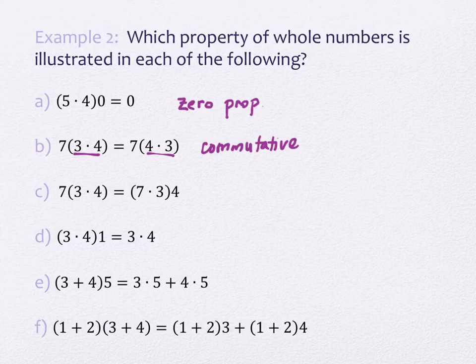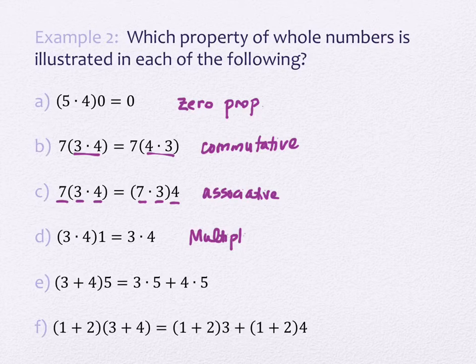How about the next one? That one is associative. On that one, we have the same 7, 3, 4, and it's the parentheses location that changes. First one is around the 3 and the 4, the second one's around the 7 and the 3. How about D? That is the multiplicative identity. I'm glad you said that. If you left off multiplicative, go ahead and add it in right now. Multiplicative identity.